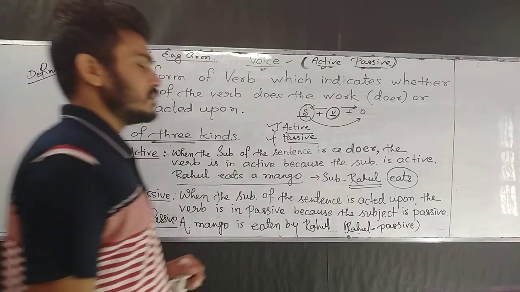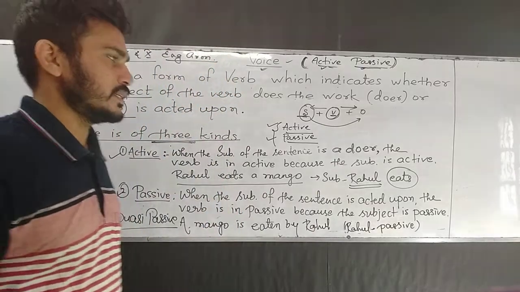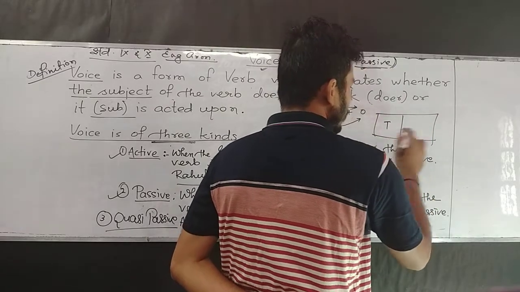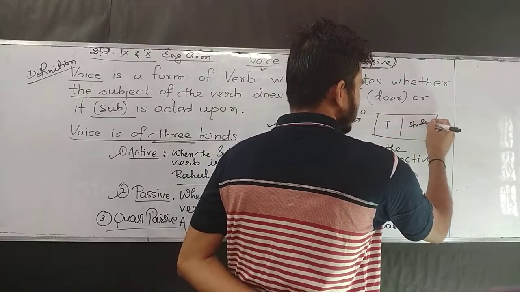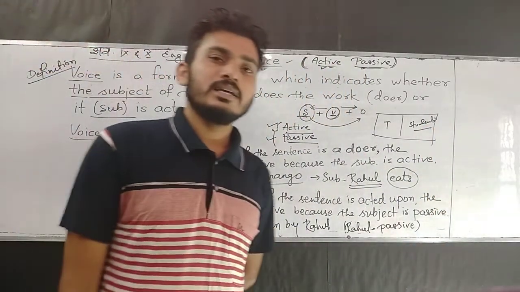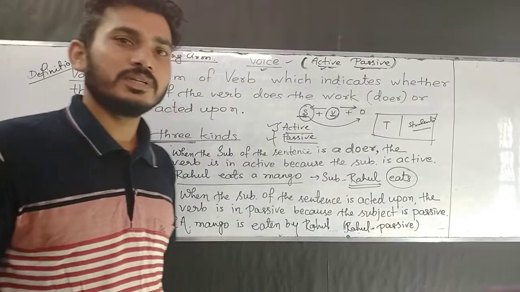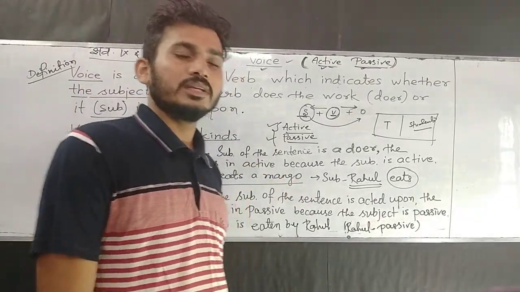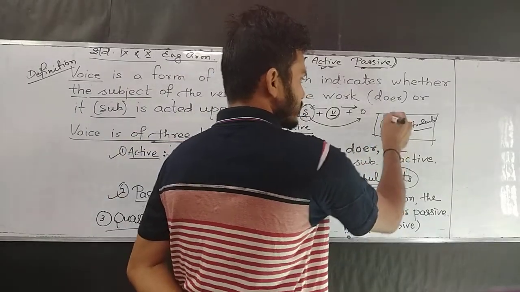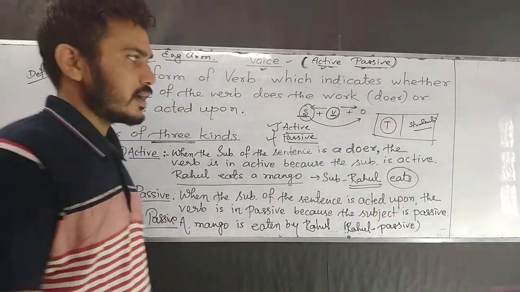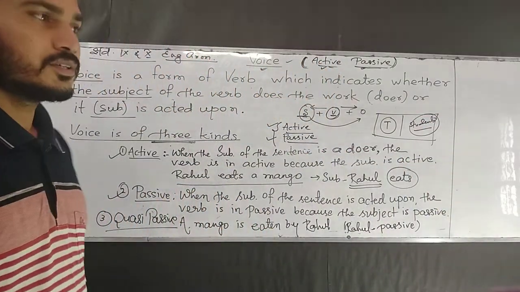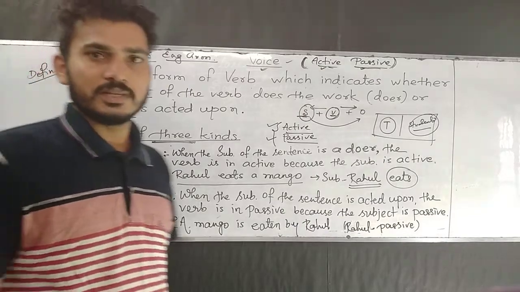Let me give you an example of how we, teachers and students, are active and passive. This is the block of teacher and this is the block of students, right? At the time when the teacher is teaching or writing something on the board, the active person is the teacher. And the students are just looking at the board or listening to the teacher. So at that time when the teacher is doing the work, he is active and the students are passive. So we simply say the teacher is teaching the student.